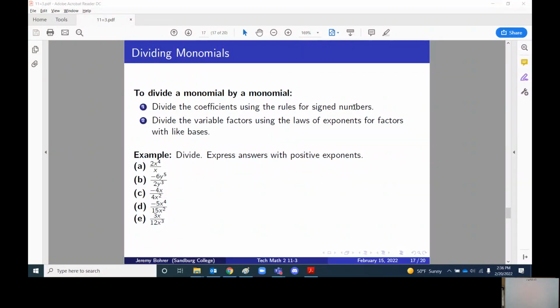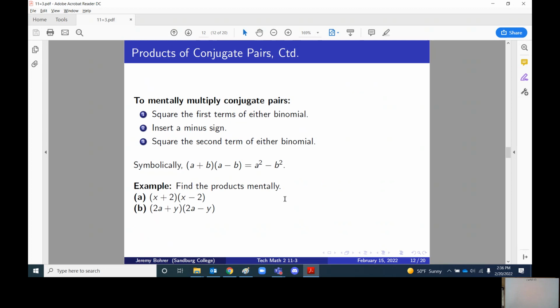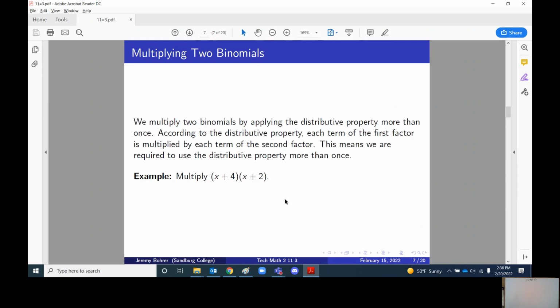In this video, we're going to look at some problems from section 11-3. We're starting on page 7 here. And on this page, we're just asked to multiply x plus 4 times x plus 2.